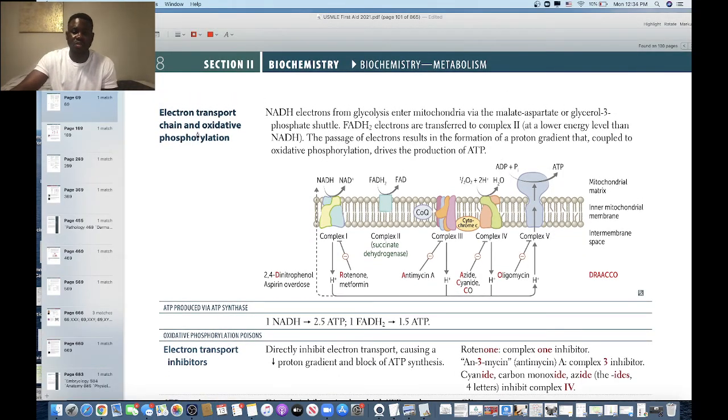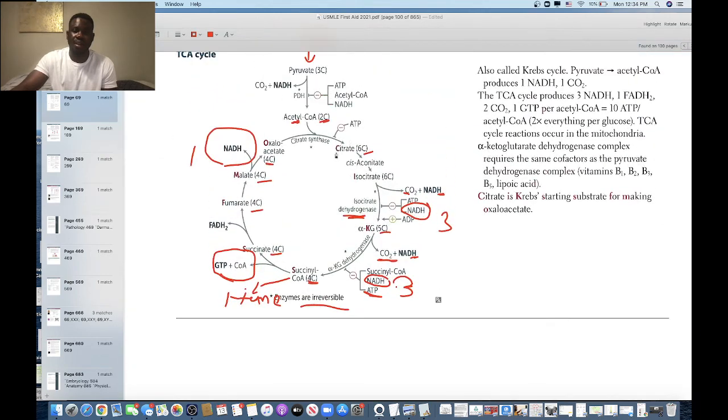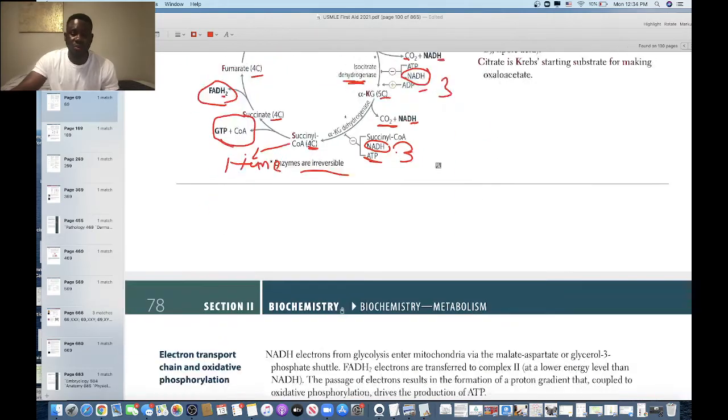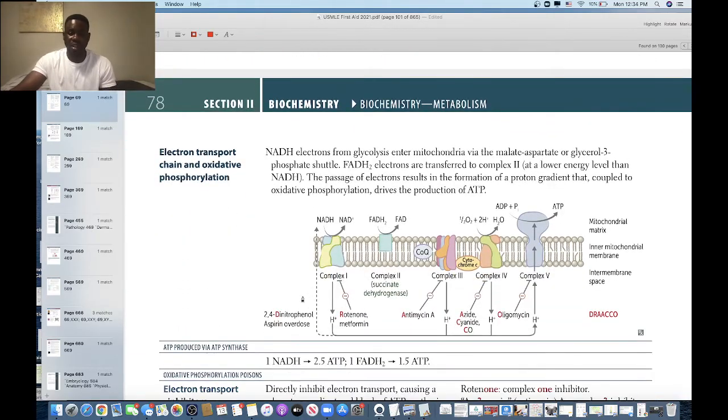So this is the electron transport chain. After we've done all this TCA cycle, the NADH and the FADH are now carrying electrons. The H that they are holding are electrons, right? So this H will now be transferred through the inner mitochondrial membrane.